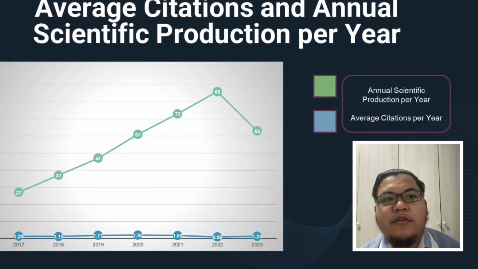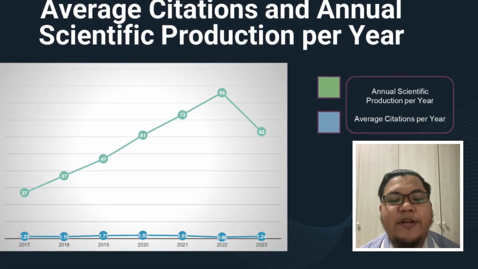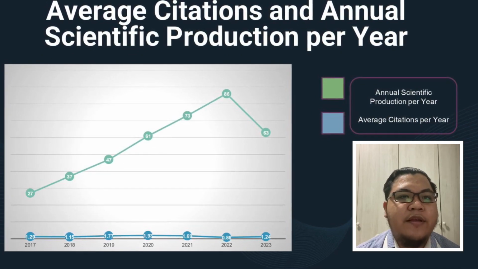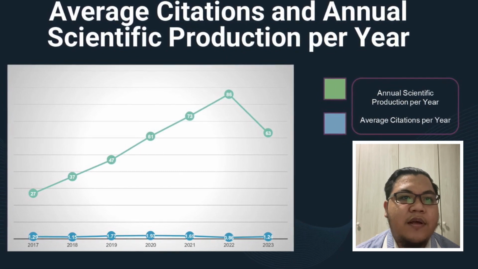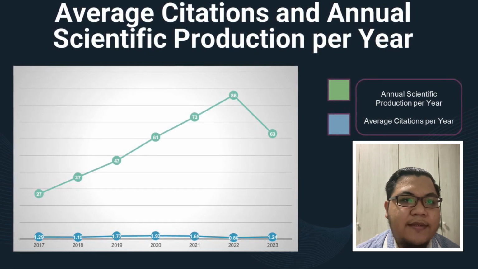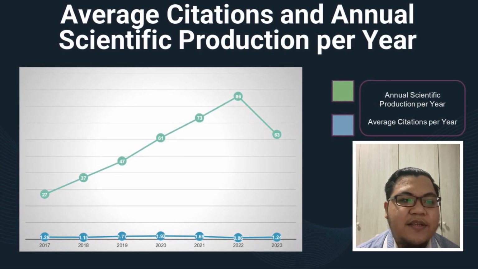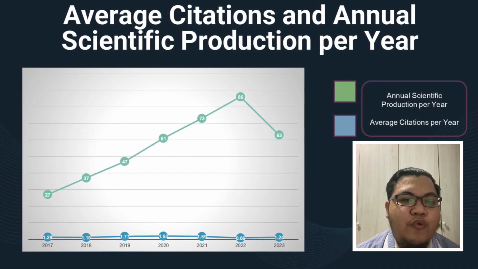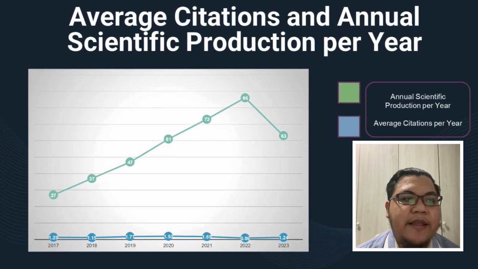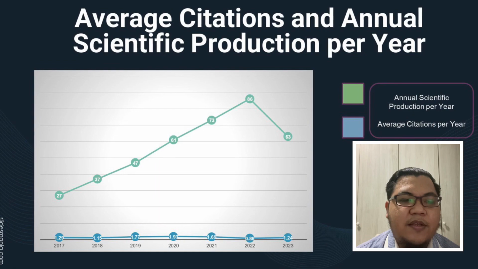For this slide, we are focusing on two graphs in combination: the average citation per year and the annual article production per year. The green indicator shows the annual article production, which peaks at 86 in 2022, where the citation at that time is 0.86. The peak average citation is highest in 2020, at 1.93, and the annual production in 2020 is 61 articles.